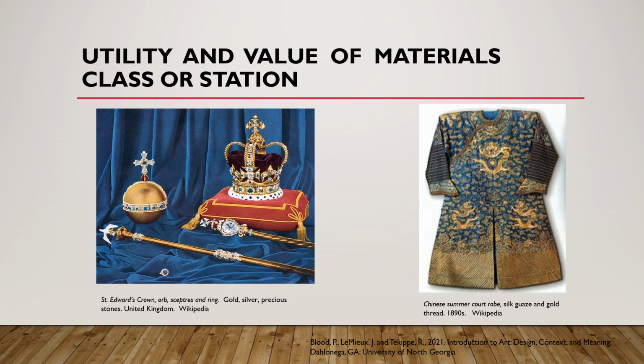On the right-hand side, we have a Far Eastern example of a Chinese summer court robe. So here we're using the finest kinds of fabric. We're using gold threads to decorate it. This was created probably in the 1890s.